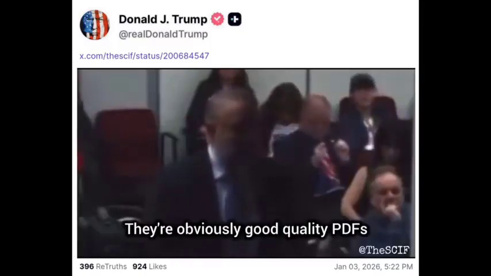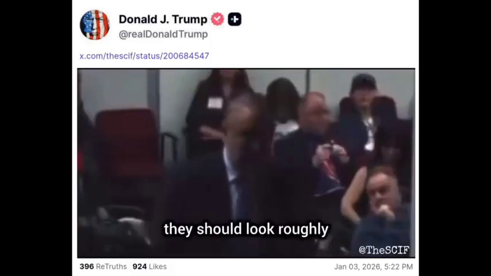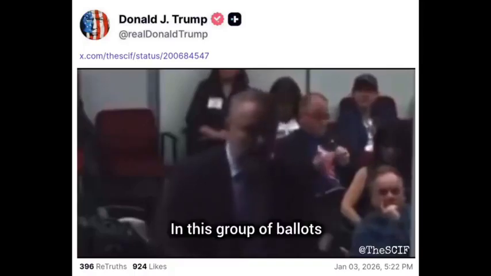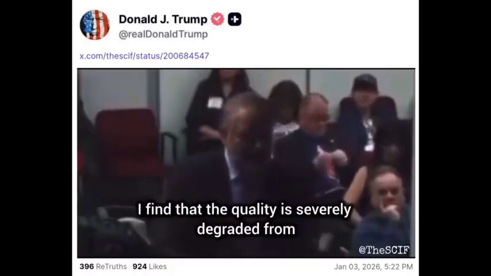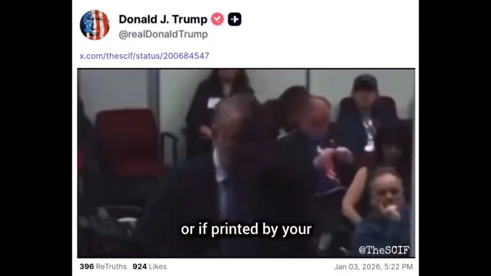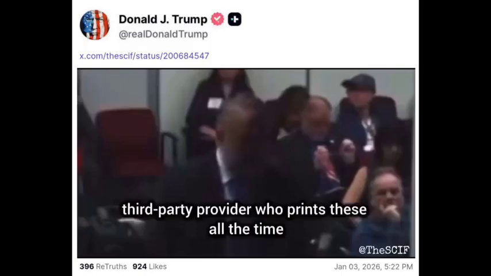They're obviously good quality PDFs, and when they're printed, they should look roughly or exactly the same. In this group of ballots, I find that the quality is severely degraded from what a PDF would be if printed on demand, or if printed by your third-party provider who prints these all the time.